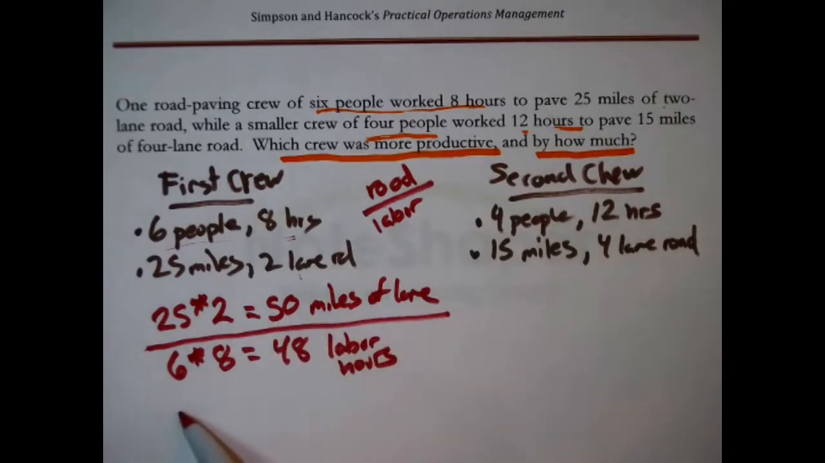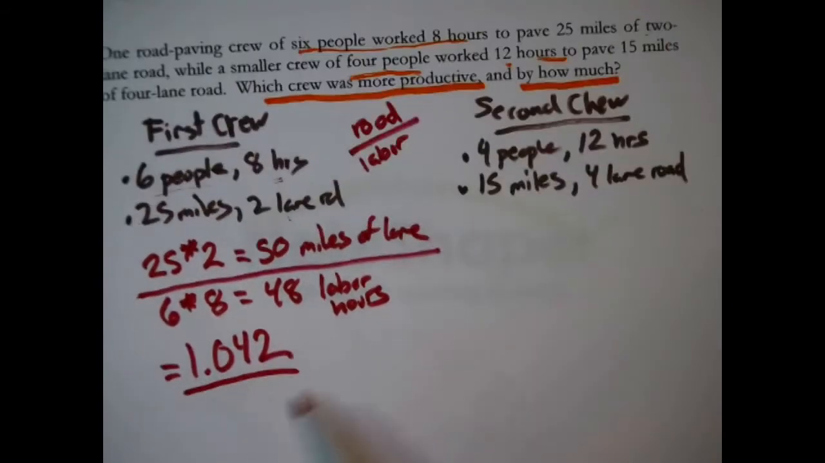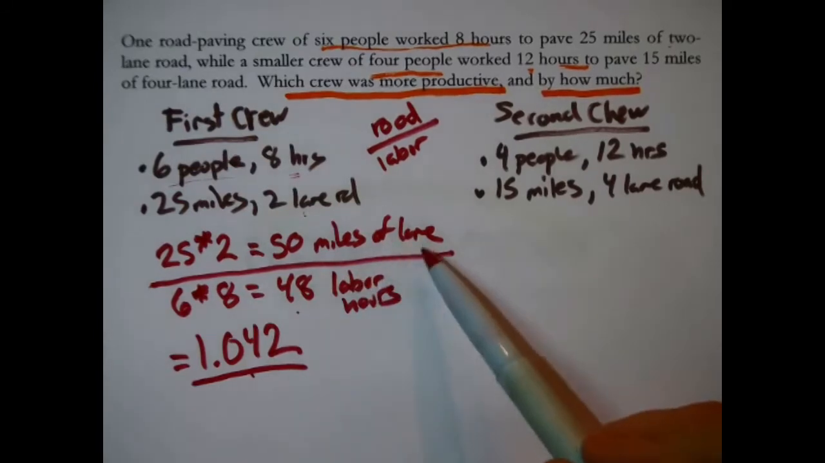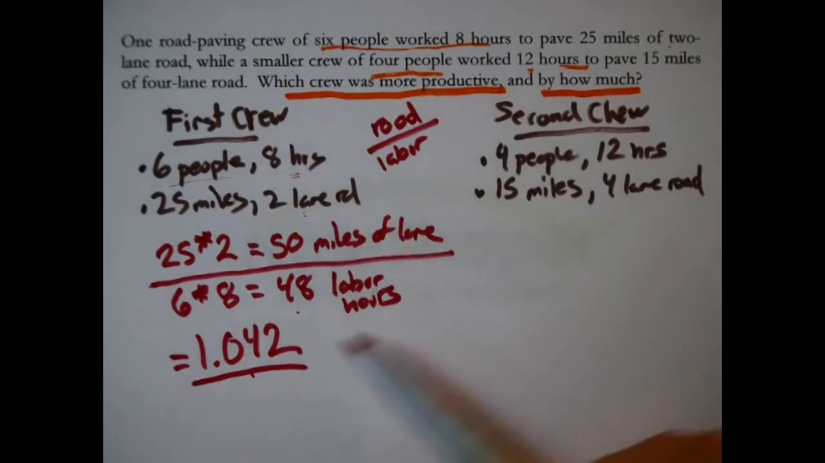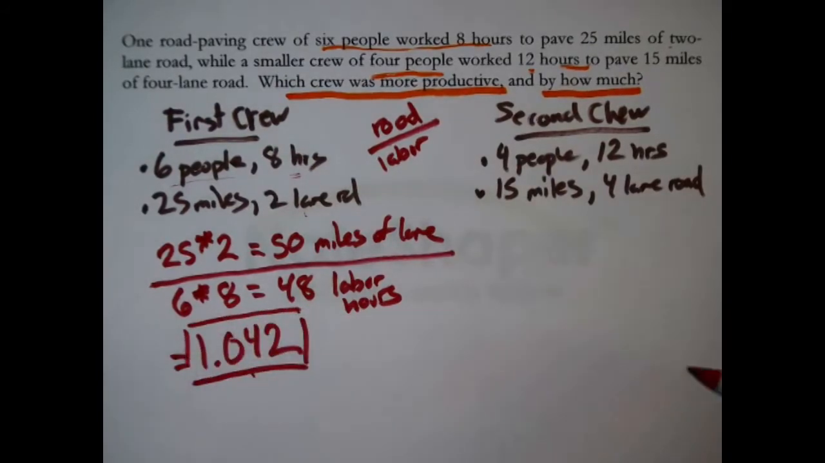On my calculator, I get 1.042. This is actually a partial measure of productivity. There is the first crew's labor productivity, 1.042. The interpretation: 1.042 miles of lane per labor hour, numerator per denominator. Now, is that a good measure? Don't really know yet. We have to repeat the exercise over here.